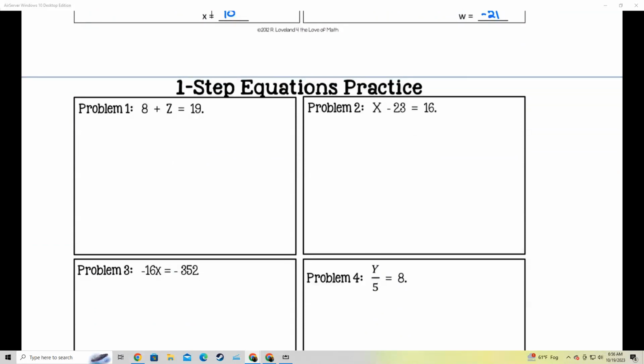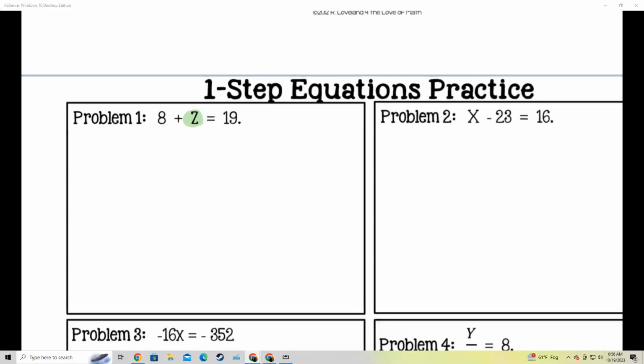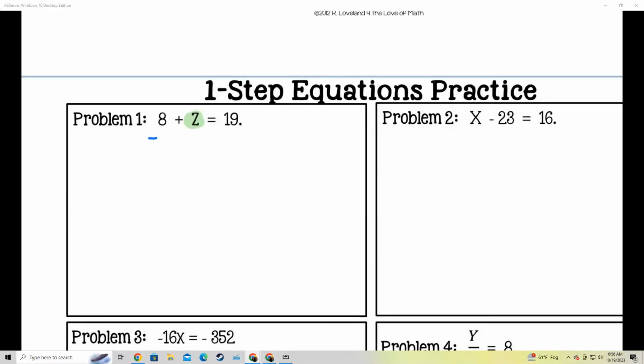Problem number 1 says 8 plus z is equal to 19. I'm trying to isolate the z, and I realize that the z is being added by 8. To get rid of it, I need to do the opposite. So the opposite of adding 8 is subtracting 8 on both sides. Notice that the line is on the bottom this time because we're not dividing. Z is going to drop, is equal to 19 minus 8 gives me 11.